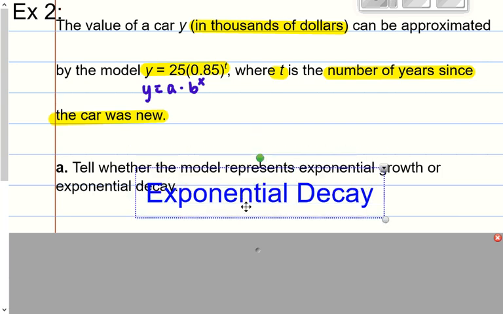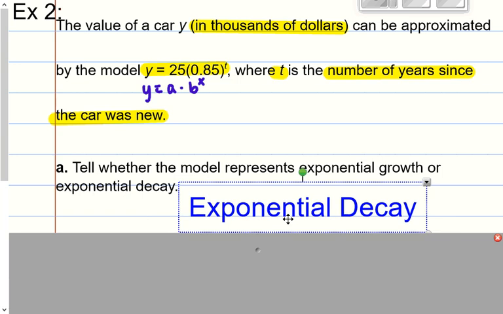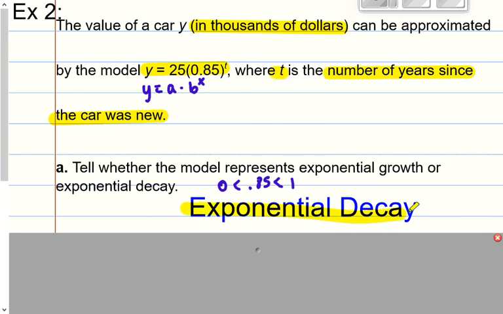It says tell whether the model represents exponential growth or exponential decay. Well, that is exponential decay because 0.85 is between 0 and 1. So our answer right there is exponential decay.